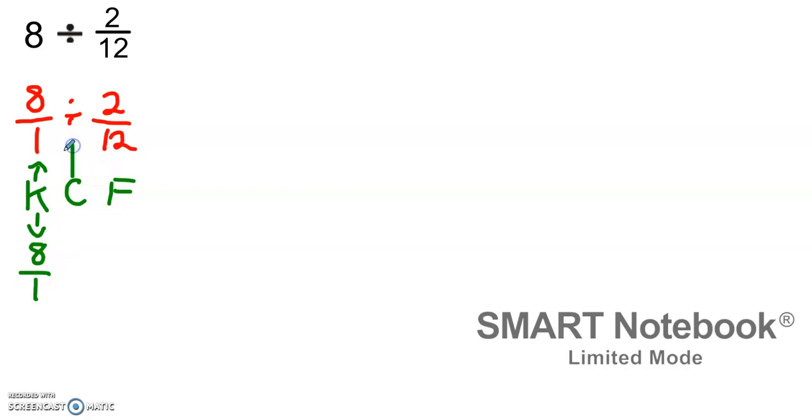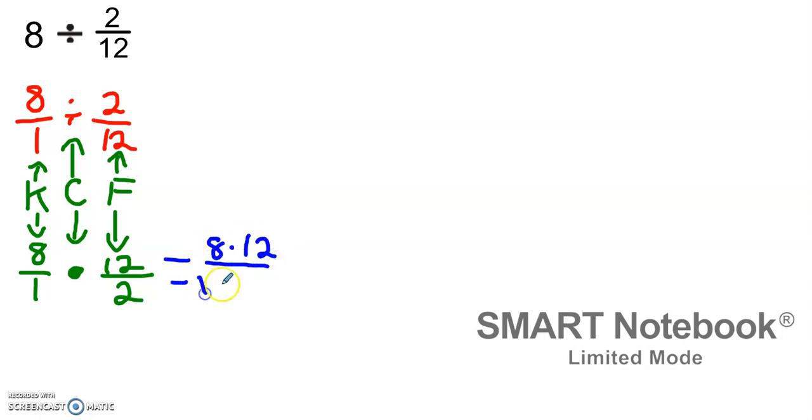The second one, the C, means I'm going to change my operation. So I'm changing it to the inverse, and the inverse of division is multiplication. And then last but not least, I'm going to use the F. I'm going to flip. Again, I want to use the word reciprocal because that's what you'll be using next year. So the reciprocal of 2/12, I just flip it around. Remember, the denominator is now my numerator, and my numerator is now my denominator. After I do the KCF, I could then do the multiplication. That's the third step. So I'm doing 8 times 12 as my numerators, and 1 times 2 as my denominator.